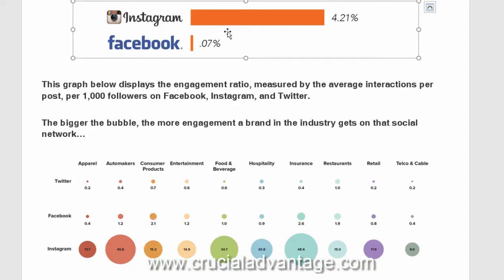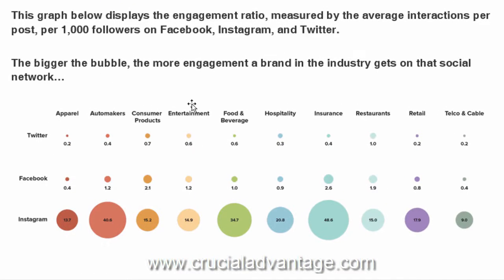But if you look at the chart down below, comparing Twitter and Facebook to Instagram in different categories of industries, and you look at the difference in user engagement, as far as people liking, sharing, commenting and interacting with the content, nothing beats Instagram, period, the end. It's just as simple as that.